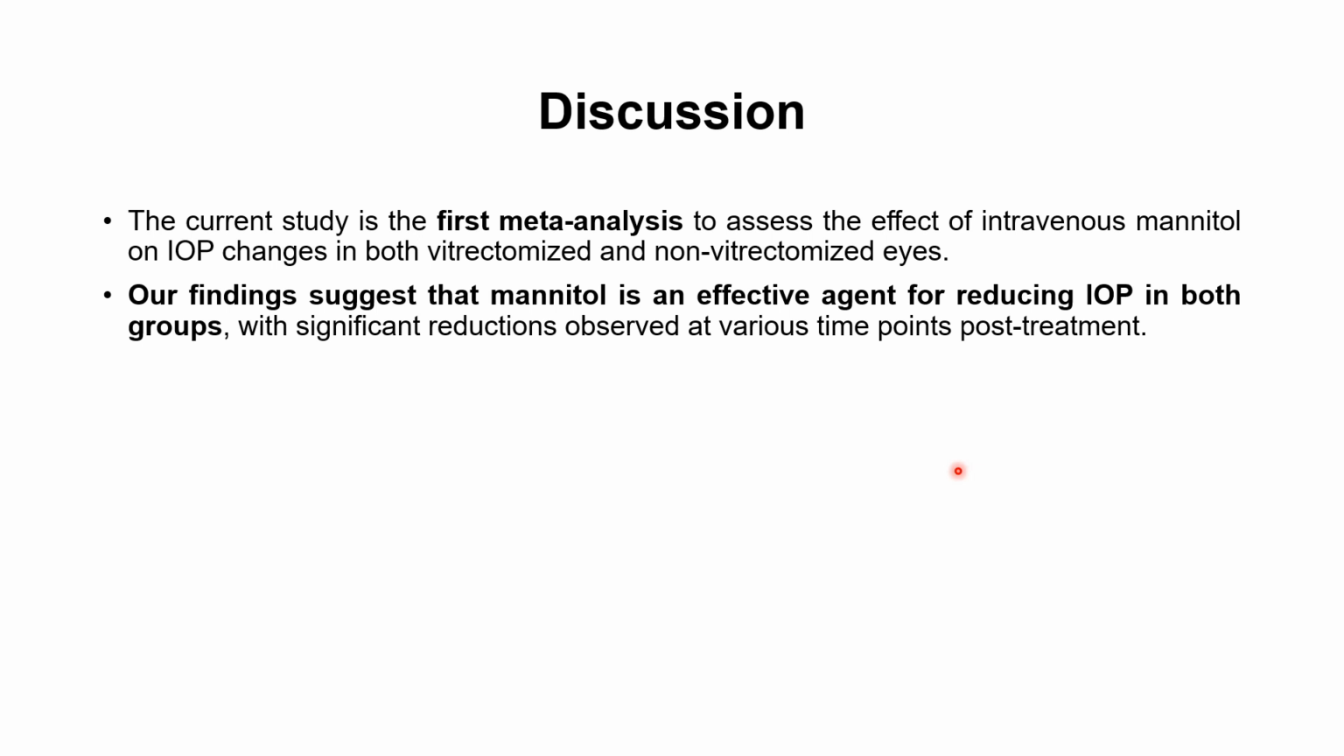However, as we said previously, we have multiple mechanisms. The first mechanism is vitreous dehydration. The second mechanism is a central mechanism by affecting the osmoreceptors. And the third is a combination of both mechanisms.